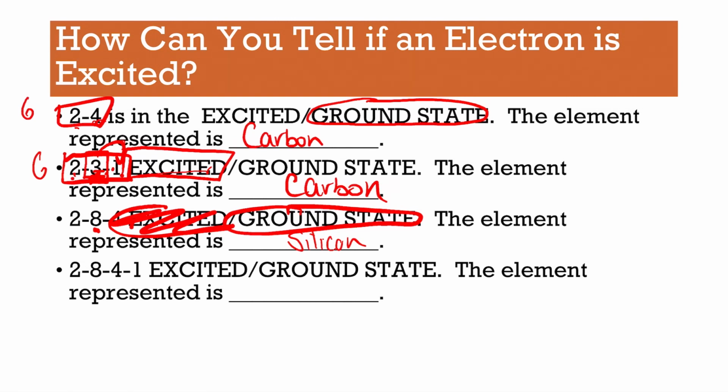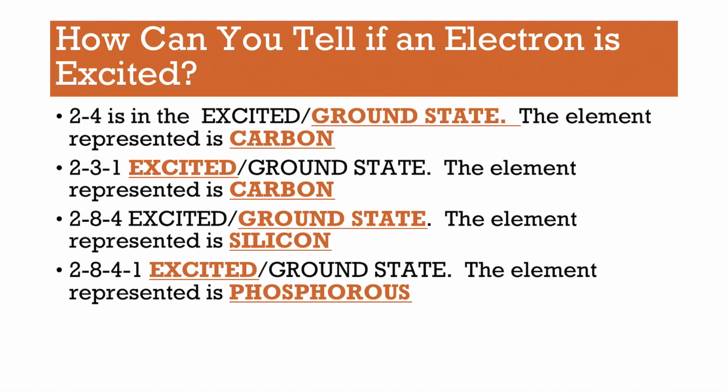And so that last one, 2-8-4-1, what element is that? You should say phosphorus, because 2 and 8 and 4 and 1, you have 15 electrons. So you have 15 protons, and that's what phosphorus is. And then is it excited or ground? You should have said excited, because this third shell is started while the shell before it is not full yet. There's no way you can have a shell with 4 and a shell with 1. So that would mean it is excited. It also doesn't match the periodic table. Okay. So there are your answers again.